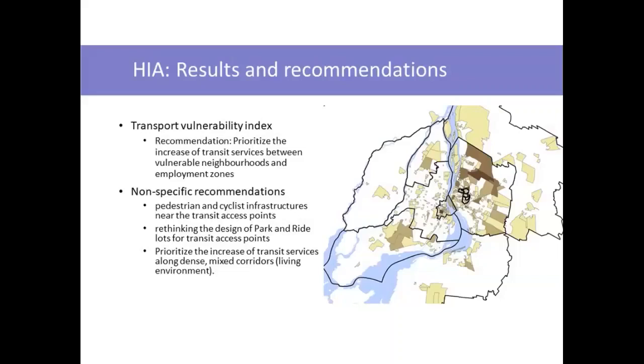Because the HIA was based on a plan and not a project, the recommendations are not very specific. So we made some recommendations to promote the increase of multimodality, for example, pedestrian and cyclist infrastructure near the transit access points. Another one, rethinking the design of park and ride lots for transit access points to make sure that pedestrians, cyclists, and buses have priority over car access. And another one, to prioritize the intensification of public transport service along a dense, mixed corridor where there is already a living environment.